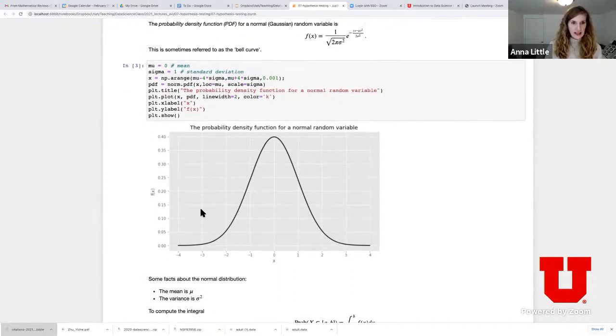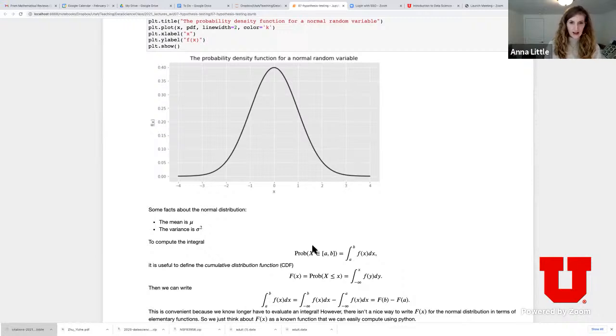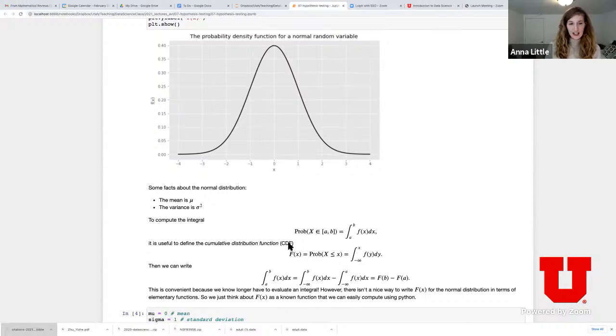Okay, and so you can see here in this plot, this is the PDF of the standard normal variable, and it is a nice bell curve that decays pretty rapidly as you get far out from 0. Some facts about this distribution: the mean is mu, the variance is sigma squared, and like I said, for any continuous random variable, the probability of being between A and B is obtained by integrating the PDF.